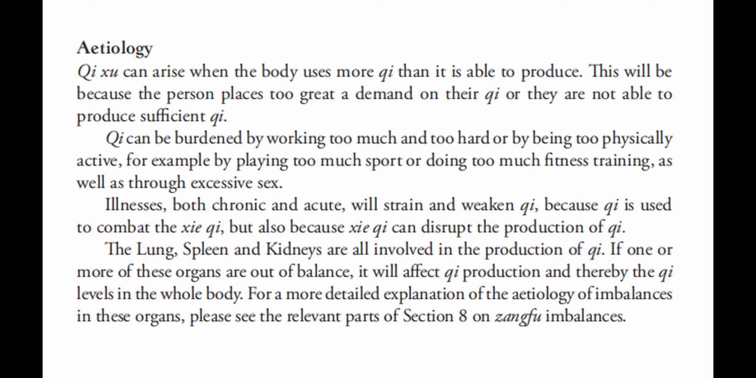Illnesses, both chronic and acute, will strain and weaken qi, because qi is used to combat the shi qi, but also because shi qi can disrupt the production of qi. The lung, spleen, and kidneys are all involved in the production of qi. If one or more of these organs are out of balance, it will affect qi production and thereby the qi levels in the whole body. For a more detailed explanation of the etiology of imbalances in these organs, please see the relevant parts of Section 8 on Zangfu imbalances.